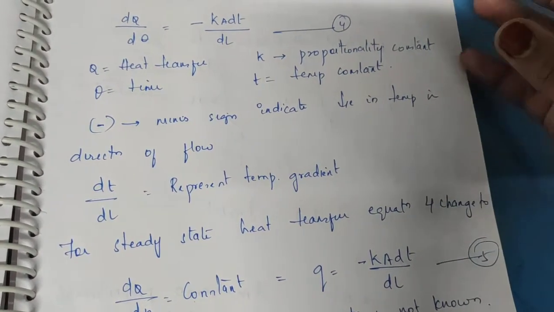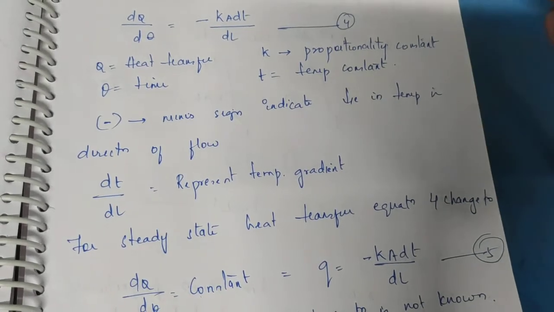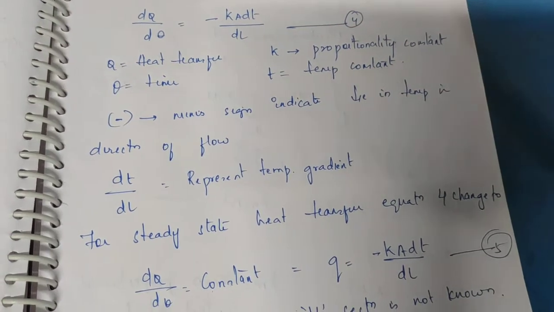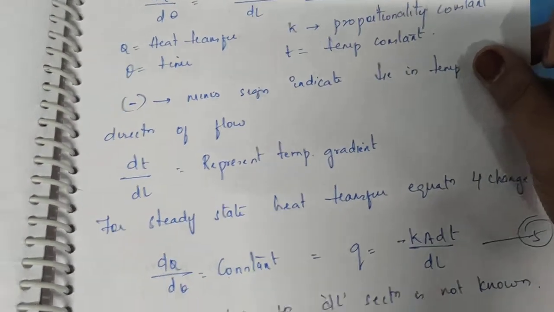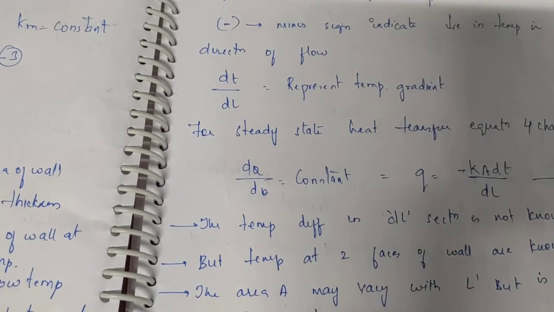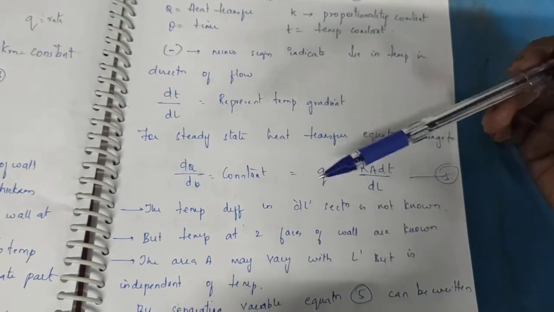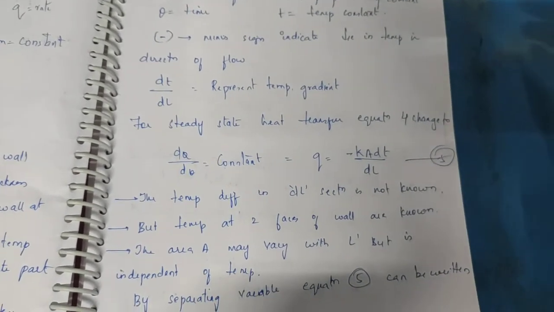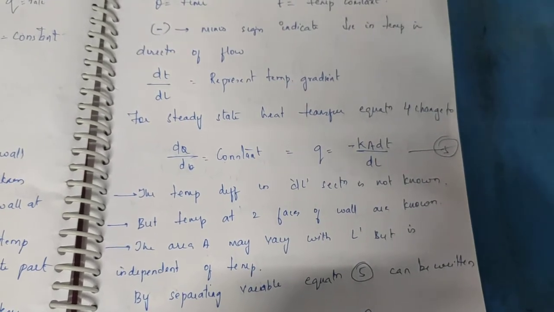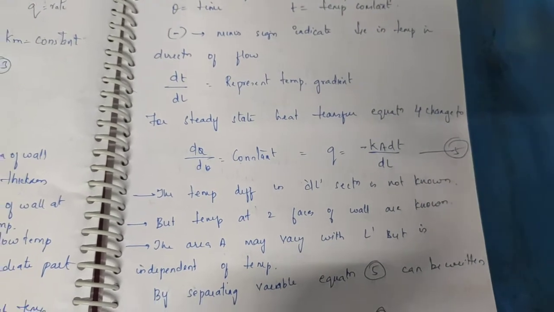The temperature drop in the dL section is not known. It is between two sections. One side is the hotter one, the higher temperature, and the other side is the lower temperature. In between, dL is there. But in the dL portion the temperature drop is not observed. The area of the metal wall may vary with the length of the metal wall, but it is independent of temperature.